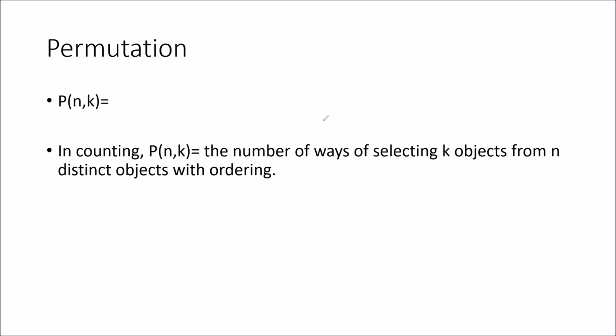All right, so how can we figure out the formula? Well, you do this step by step. So the first position, you're going to select the first object. There are n ways to select the first object. And then you have n minus 1, and then dot, dot, dot. Notice we have k of them.